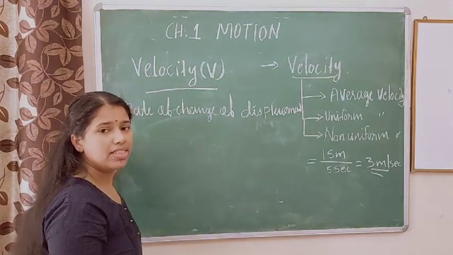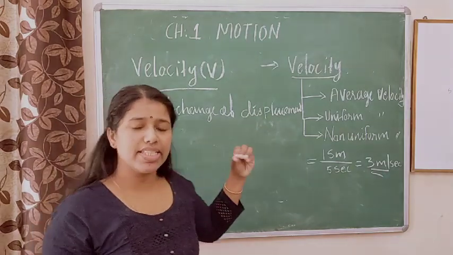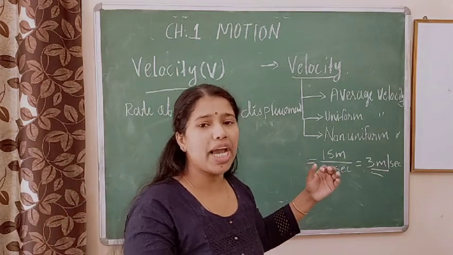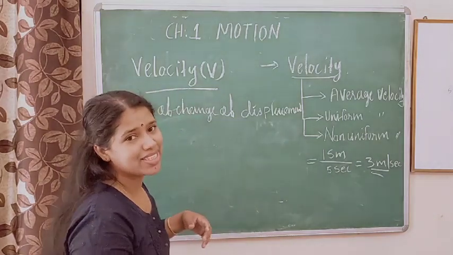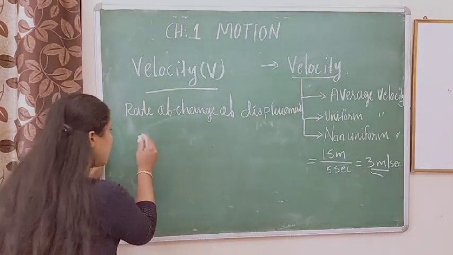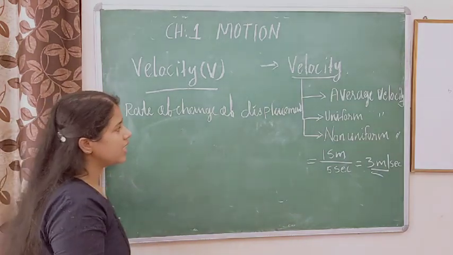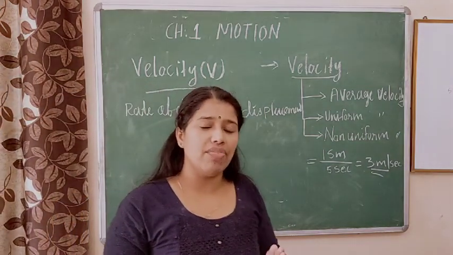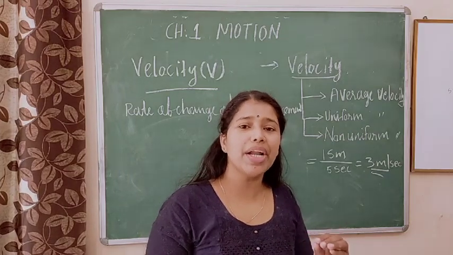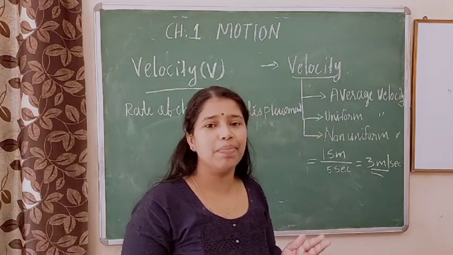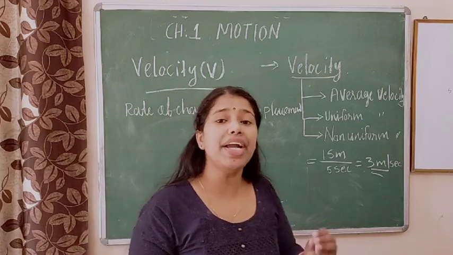For example, distance is changing according to time also changing. Rate of change of displacement, rate of change of distance. Then velocity, one more. Velocity means distance traveled by it per unit time in a specified direction.